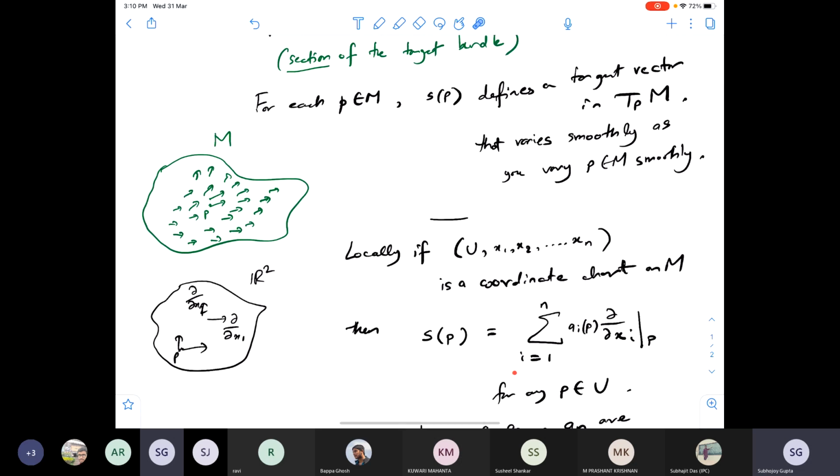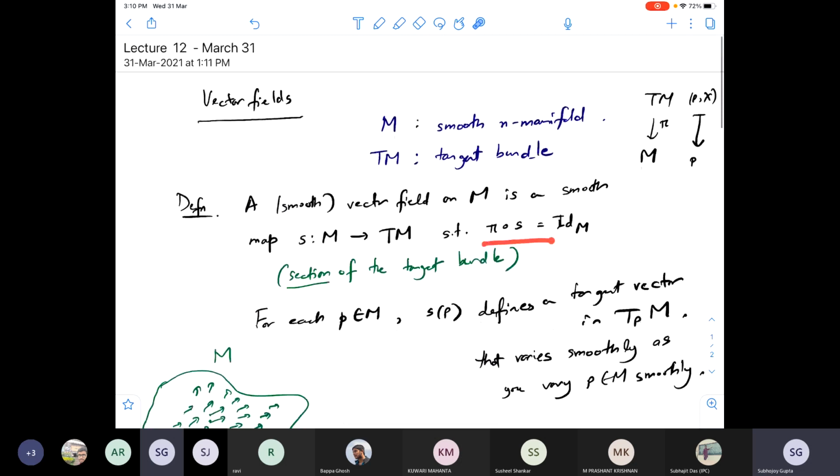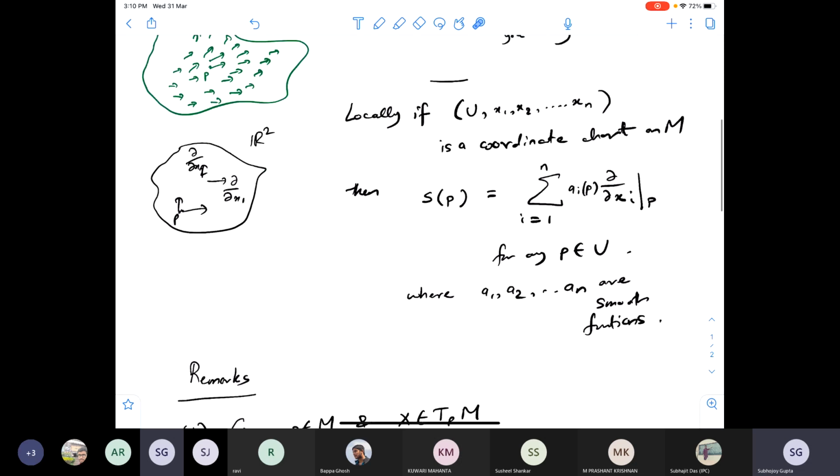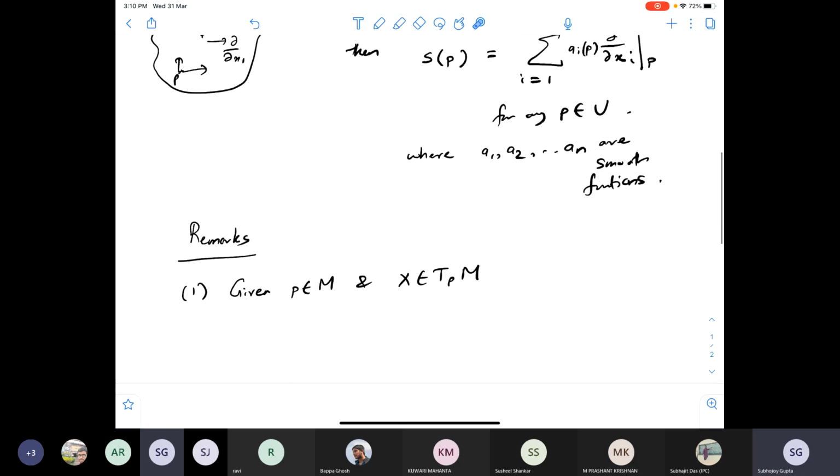What is more important is how the vectors vary. We already know from this property that the vectors will belong to the tangent space at that point P. So that's why I'm restricting all of these to P. What's more important are these coefficient functions. The point is that these coefficient functions are what determine the vector field.